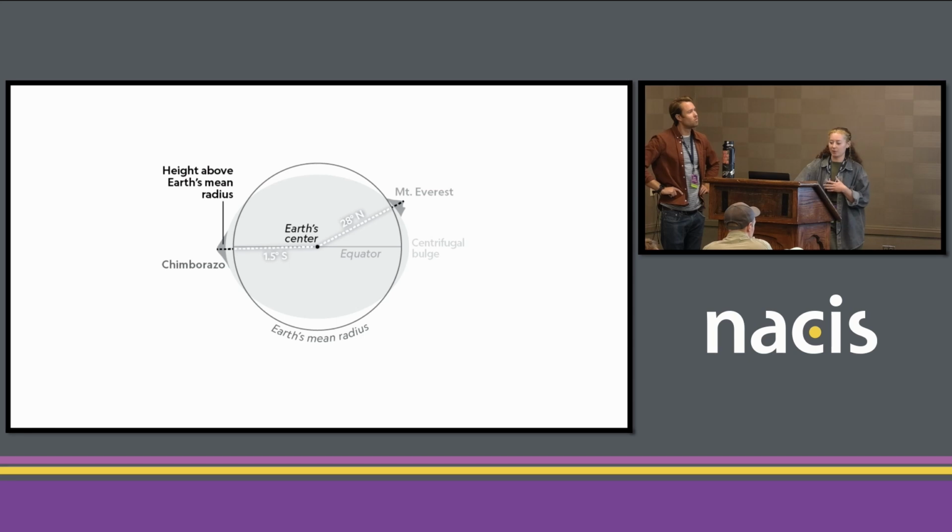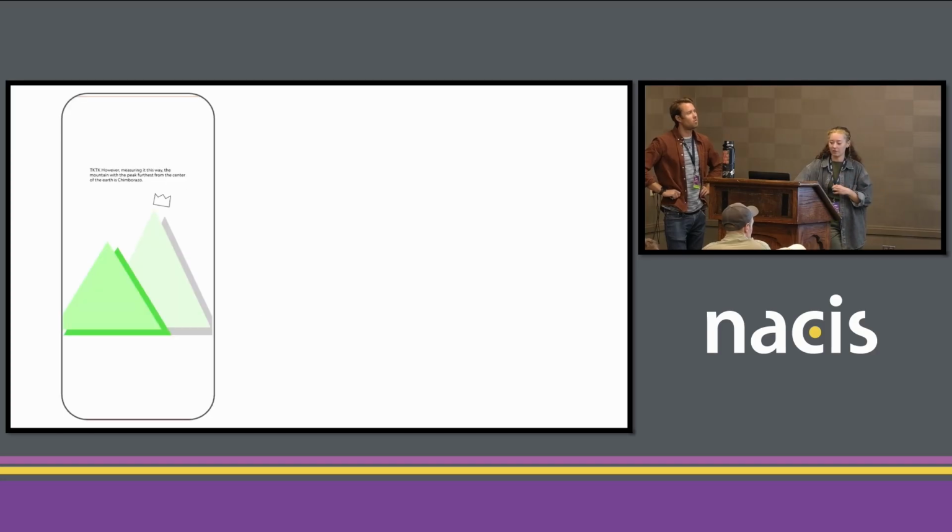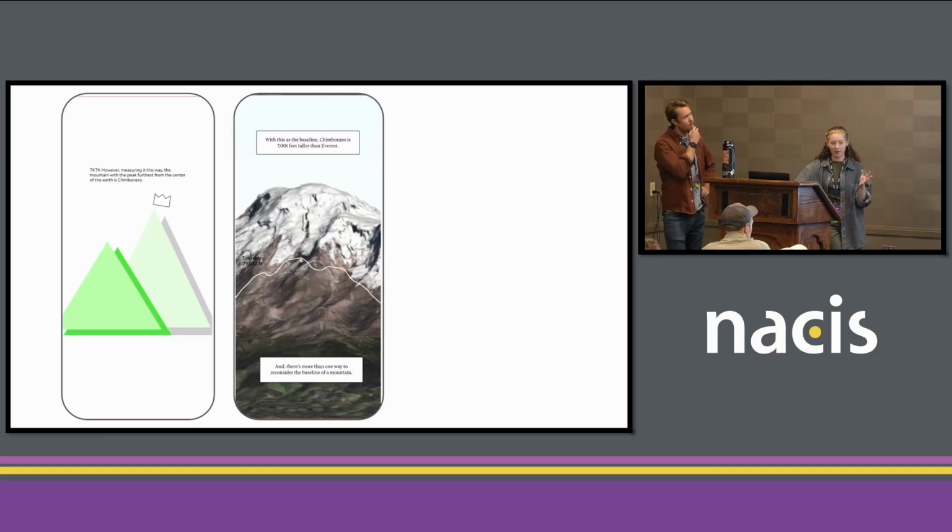For this example, I'll use Chimborazo, which is the first mountain that comes up in the experience. We were working off of this graphic, which is a helpful way to understand this measurement, but it's not immediately clear what you're looking at unless you take the time to read through it. So we knew we wanted Chimborazo and Everest to sit on the same plane and move somehow. We tried maybe using a line, and different ways of how that would move.